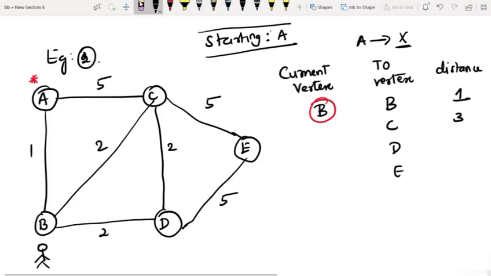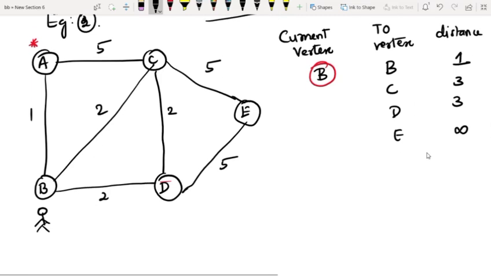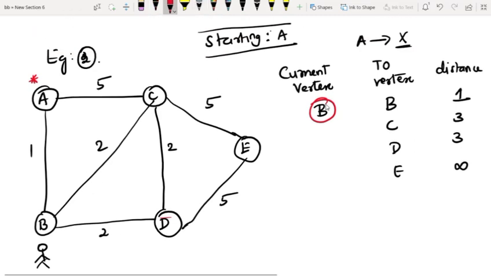Now I am still at the current vertex only. I'll calculate the distance from A to D. So again 1 plus 2, which is going to be 3. Is E directly connected? No, right? E is not at all connected to B directly. There are two nodes in between. So let me make it infinity.